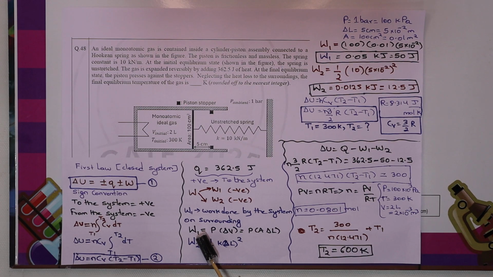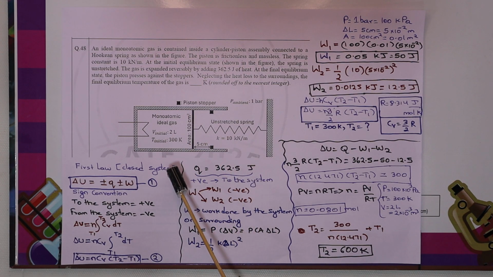So, the work done on the surroundings is at 1 bar pressure, the change in volume is delta V. So, P into delta V is the work done by the system on this particular surrounding, and delta V is nothing but the area of the cylinder and the distance moved, that is A into delta L. The second work is done on the spring. So, the second work is half into K into delta L square. This is the work done on the spring.